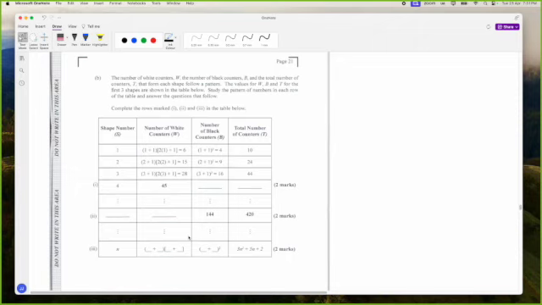The number of white counters W, the number of black counters B. I'm seeing that here and here. The total number of counters T that form each shape follow a pattern. All right, the values for the first three shapes are shown in the table. Why are you only hearing that music? All right, study the pattern of numbers in each row of the table and answer the questions that followed.